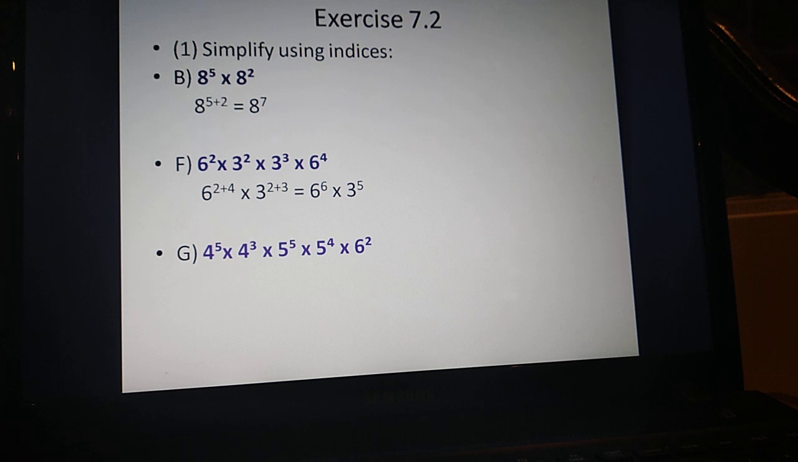Now, how would you like to do part G? Pause the video, please, and see your answer and match it with mine. Welcome back. As you can see, we must add the indices of 4 alone and 5 alone. This means 4 to the power 5 plus 3, 5 to the power 5 plus 4, and 6 to the power 2 remains the same. This is the final answer. 4 to the power 8 multiplied by 5 to the power 9 times 6 to the power 2. Good job.